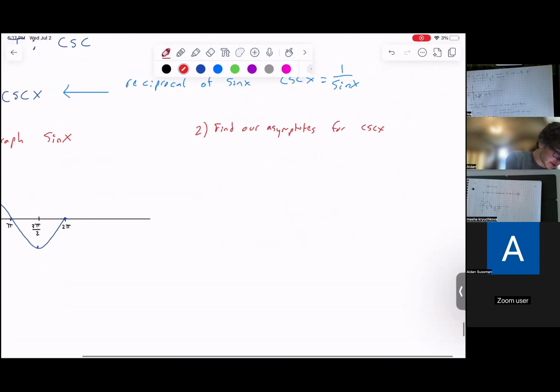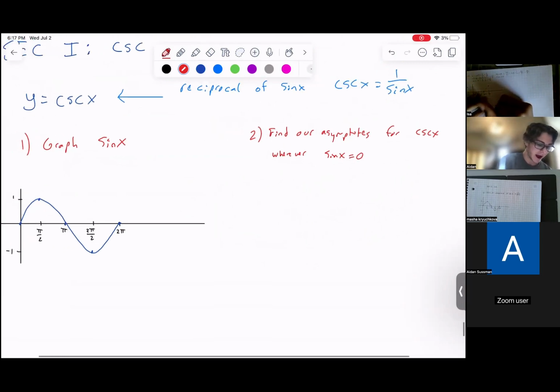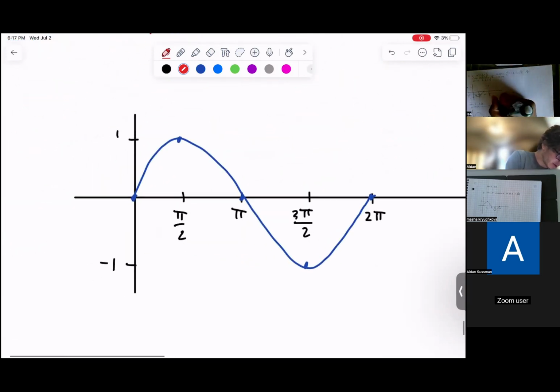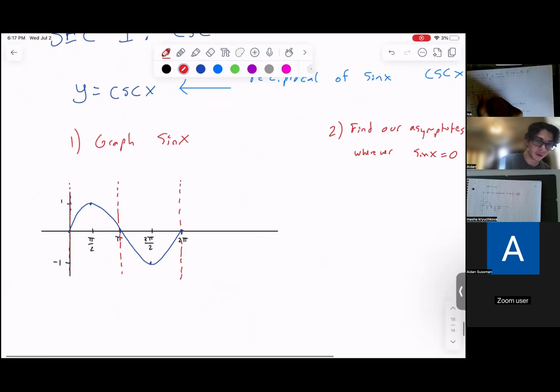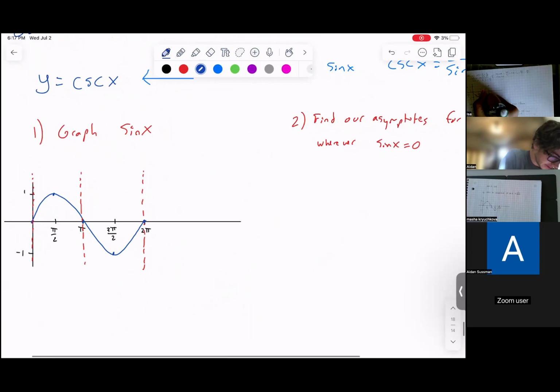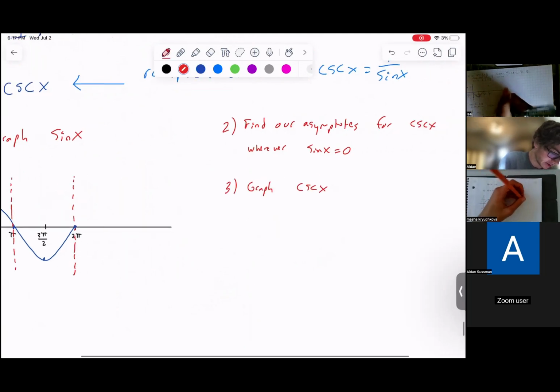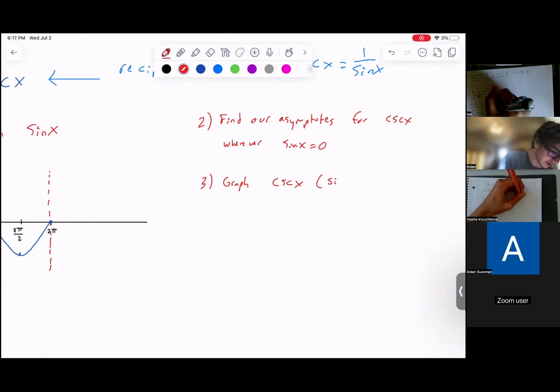So we just need to mark wherever sine of x equals 0, we're going to draw our asymptote. All right, and we know, well, right here it's 0. This is a 0, so right here it's 0. Right here it's 0. And then guess what? All we need to do now is step 3, graph cosecant of x. Or more importantly, graph 1 over sine of x.